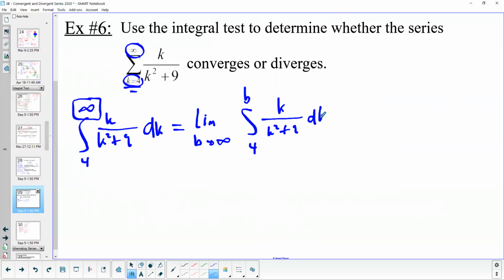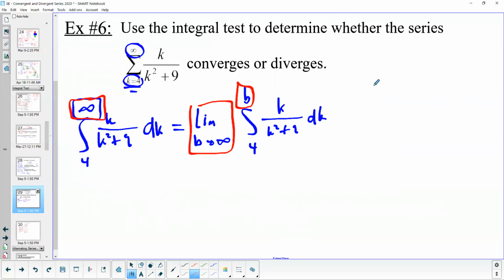So the rest of it does not change. We essentially just added this component and this component, which will allow us to use limits to evaluate the integral after we integrate it to plug in numbers, because you can't use infinity as a number. Okay, so from here, I need to integrate k over k squared plus 9.